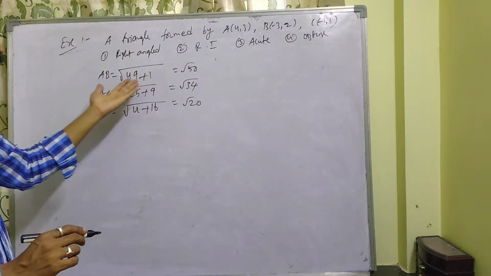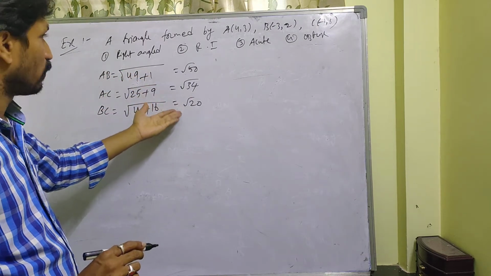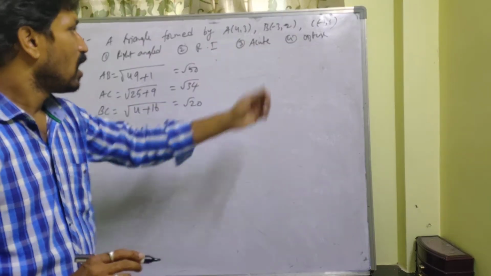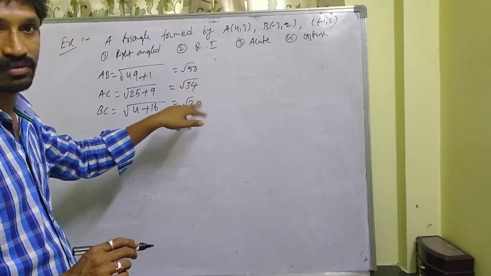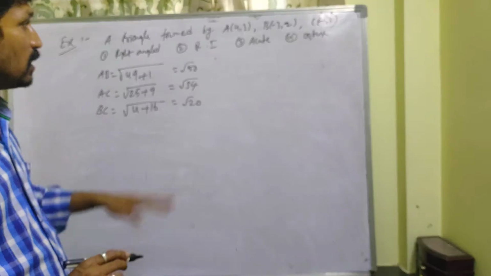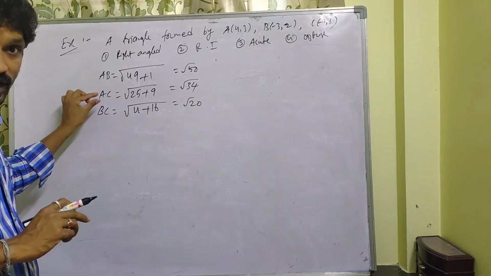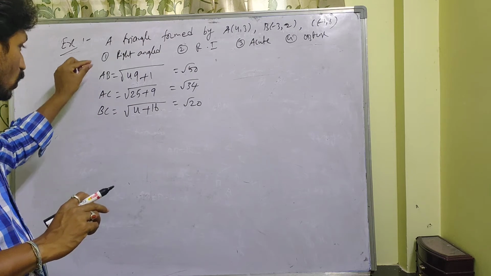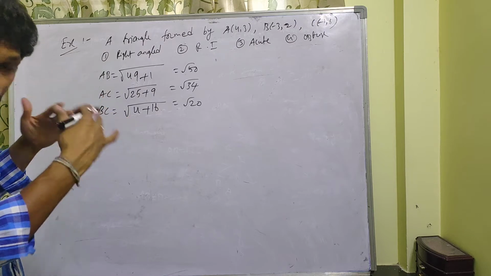Now, in the given options, they didn't give scalene triangle or isosceles triangle or equilateral triangle. They gave right angle triangle, right angle isosceles, acute, obtuse. Anyhow, isosceles is not possible because it is not isosceles. So then, which one do you have to consider? Is AB square equal to AC square plus BC square, or AC square equal to AB square plus BC square, or BC square equal to AC square plus AB square? Which one holds?